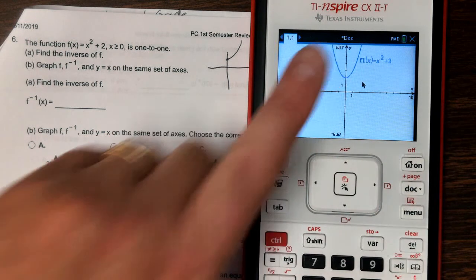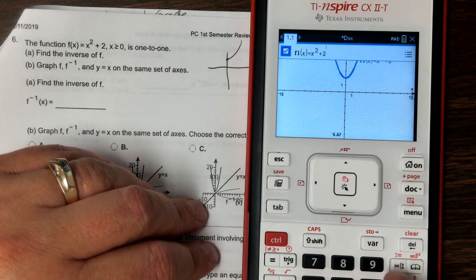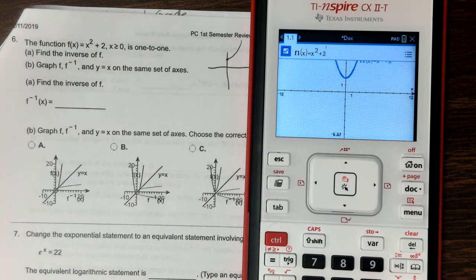A more complicated way is if you go into here, and then you make it specify to only graph the right side, but that's a little complicated to do.